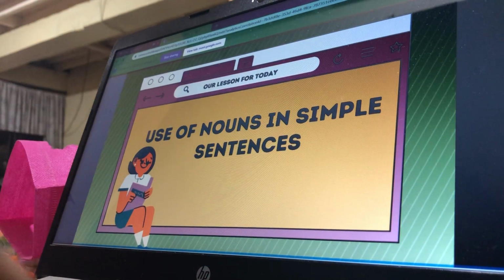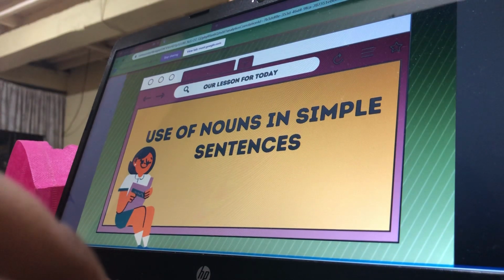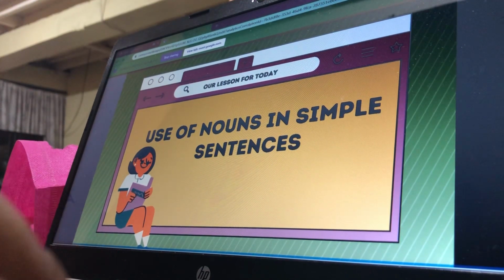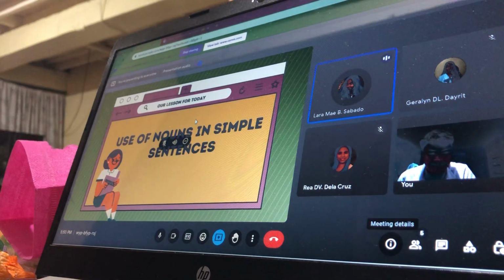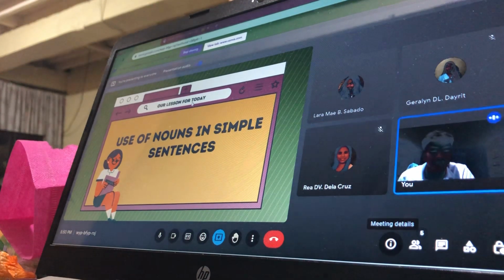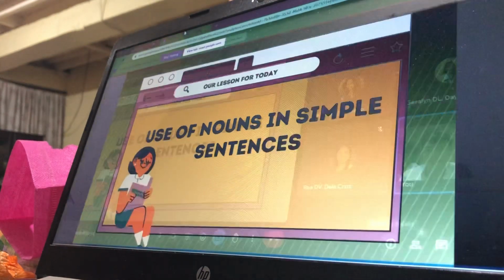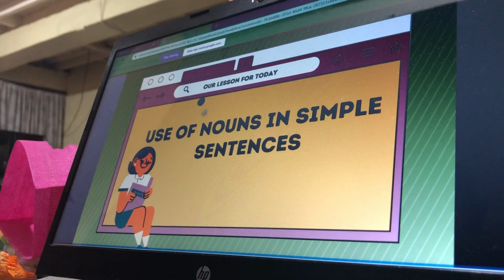So today we are going to discuss the use of nouns in simple sentences. Again, what is the lesson for today? Can you repeat it, Lara? Use of nouns in simple sentences. Okay, the use of nouns in simple sentences.